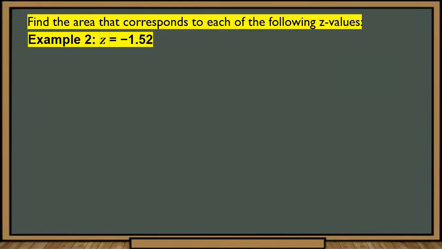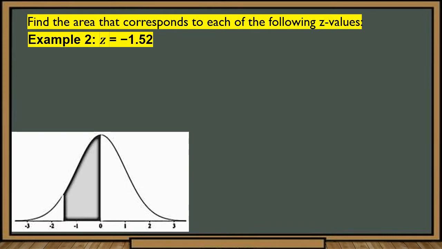Example number 2. So we have a negative z value. Find the area that corresponds to z, which is equal to negative 1.52 or negative 1 and 52 hundredths. So first, we're going to locate where we can find the z value. So since it is negative, it is found to the left of the mean. So andito siya, to the left of the mean. And it is almost gitna ng negative 1 at negative 2 natin.